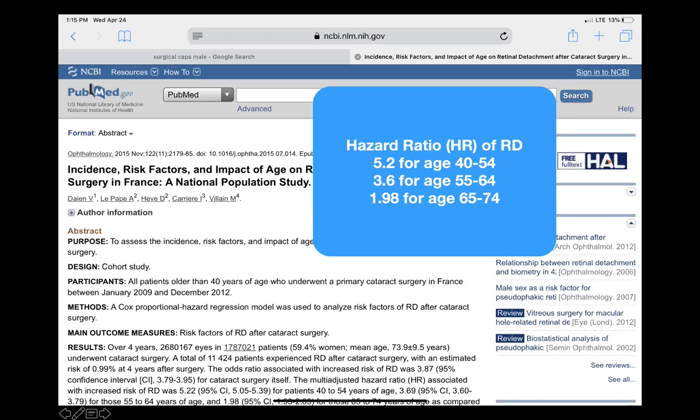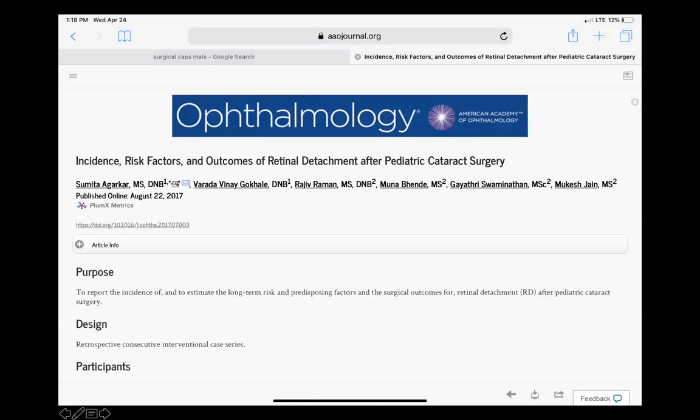So if you operate on a patient who is 40 years of age and does not have any myopia, an emmetrope, you do have a 5% chance that this patient will develop a retinal detachment because of his age. So what about if he has myopia also? He's young and he has myopia as well.